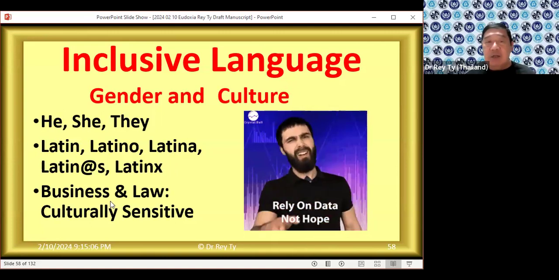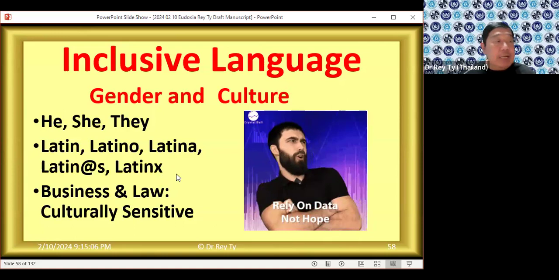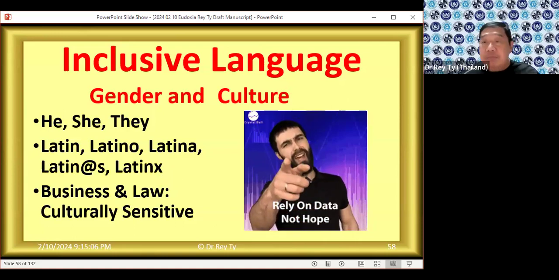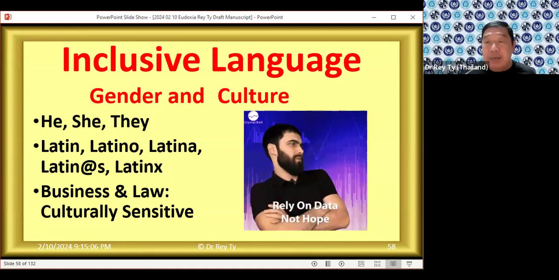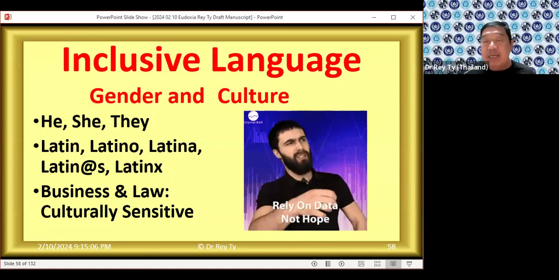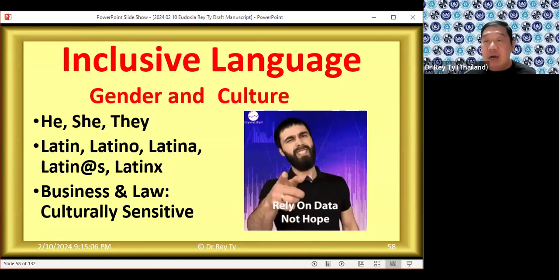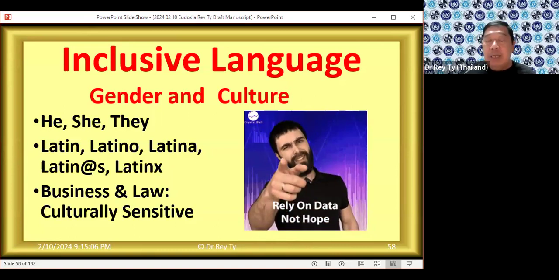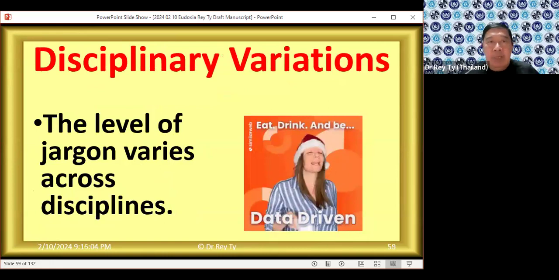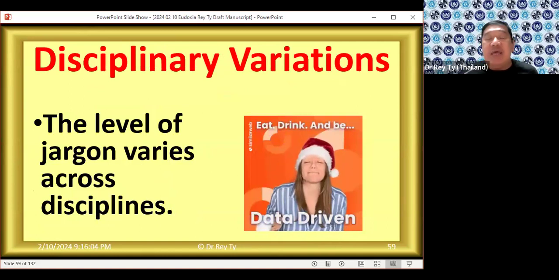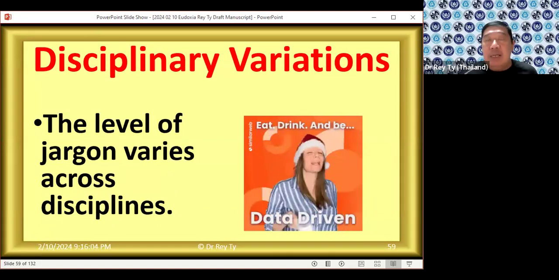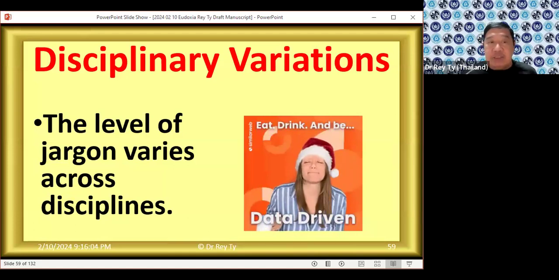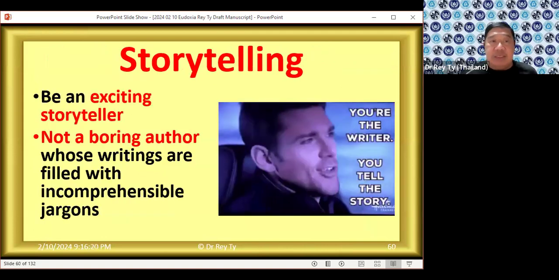And then for business and law, be culturally sensitive. You cannot impose one value and say that's how things should be done, because different countries and different cultures have different ways of doing things. So those are problematic if you insist on one way of doing things. And the level of jargon depends on your field. Some fields have more jargon, like maybe engineering and physics, than others. So we have to take that into consideration.